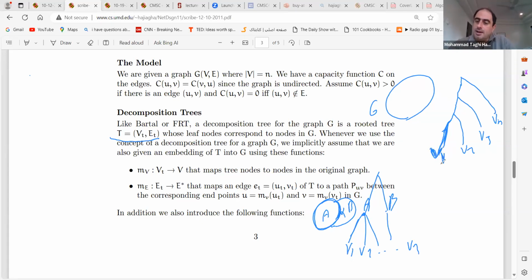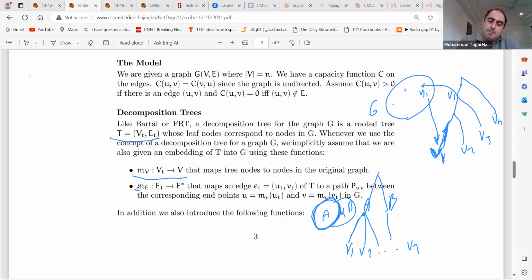Good. So these vertices V1, V2, Vn are the leaves. All the vertices of the original graph are the leaves. And not only that, these other vertices in the tree correspond to some kind of clusters that we had here. For each of these vertices, it might map to another vertex V1. So sometimes V1 has a corresponding vertex here and another corresponding vertex. So all vertices in the tree have corresponding vertices in G. This is the mapping MV.